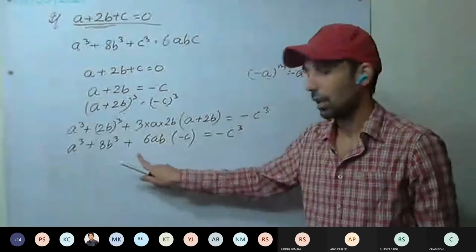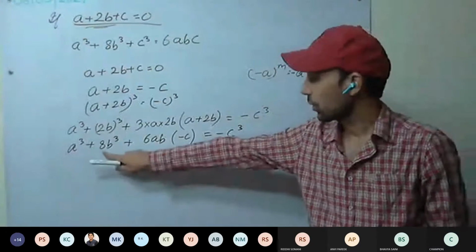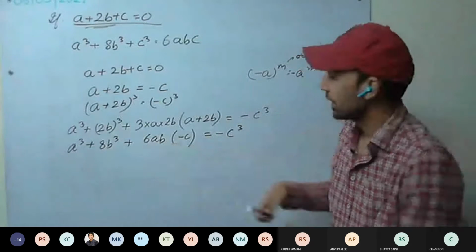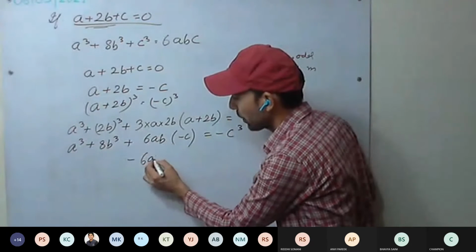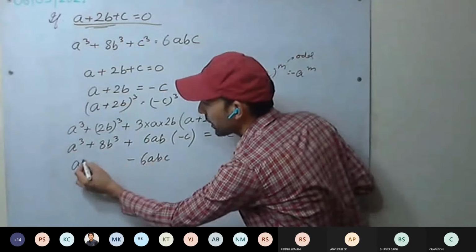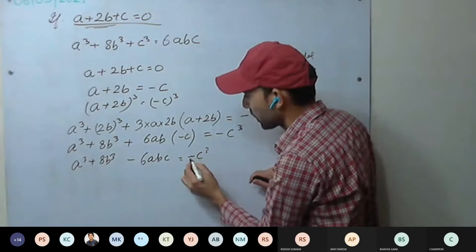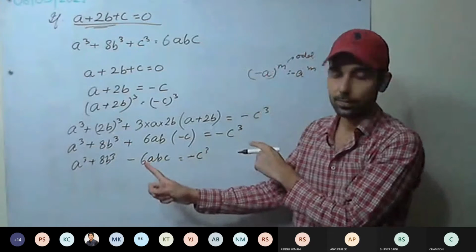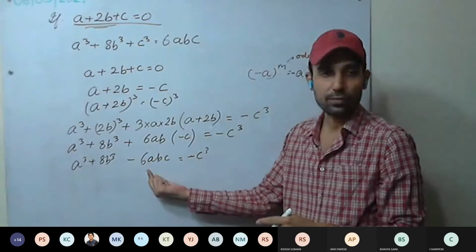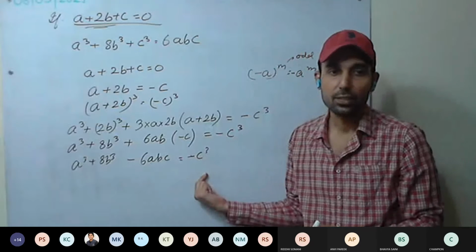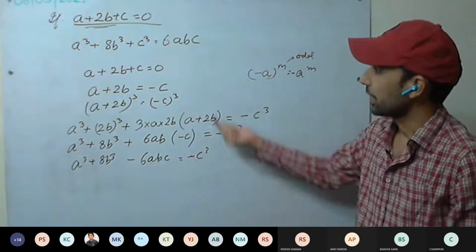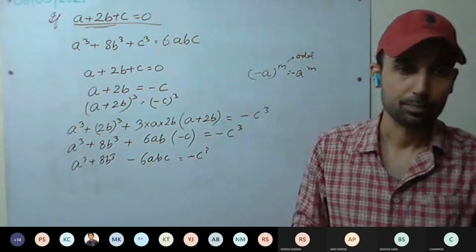Now further you can solve: a cube plus 8b cube plus, here it will be minus 6abc, equal to minus c cube. Now just rearrange: take minus c cube to the left hand side and minus 6abc to the right hand side, and you will prove this one.